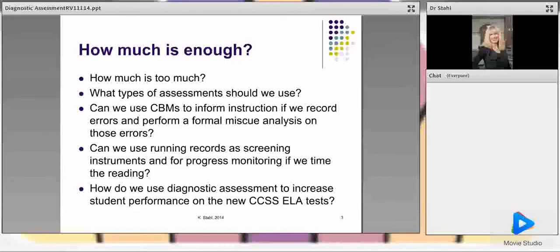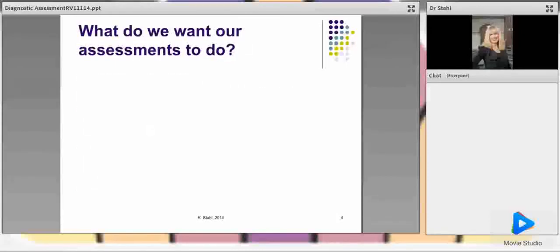Another question that I often receive is, would it be possible for us to use our running records as screening instruments and also for progress monitoring if we time the reading? So finding ways to use the assessments that we have in our schools in more efficient ways is something that we will be addressing today, and also how we might use diagnostic assessment to increase student performance on the ELA test and make sure that our diagnostic assessments are in alignment with the standards and the kinds of assessments that the children will be taking in the spring.